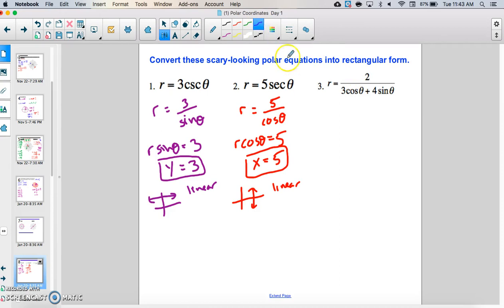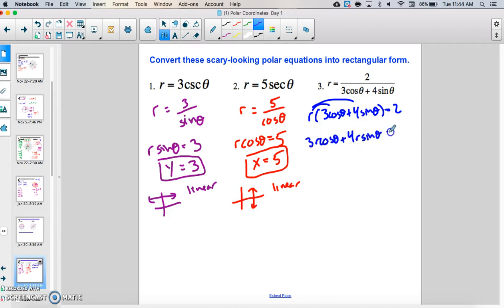The last one on this page looks a little interesting. I'm going to try the technique of getting rid of the fraction, so I'm going to multiply this by the r. So I'm left with r times 3 cosine theta plus 4 sine theta equals 2. And if I distribute the r to both of them, I've got 3r cosine theta plus 4r sine theta equals 2.